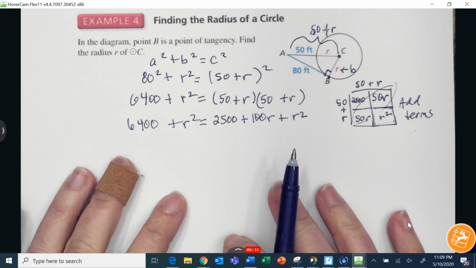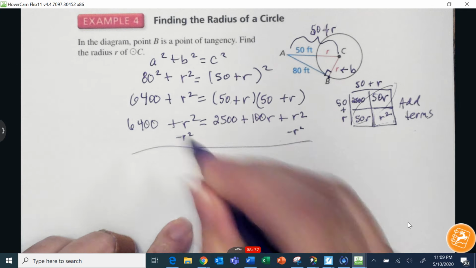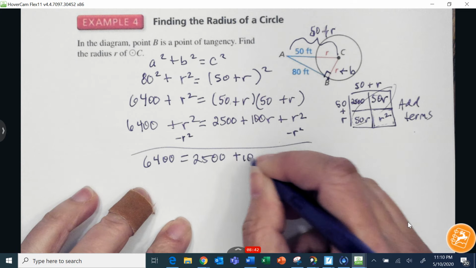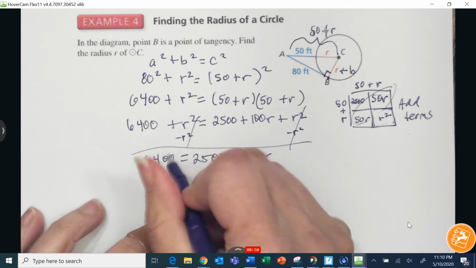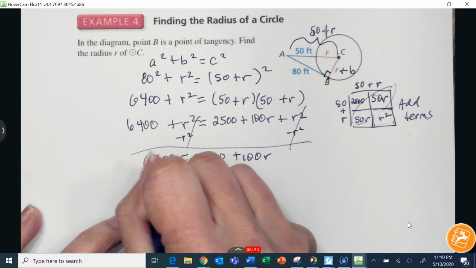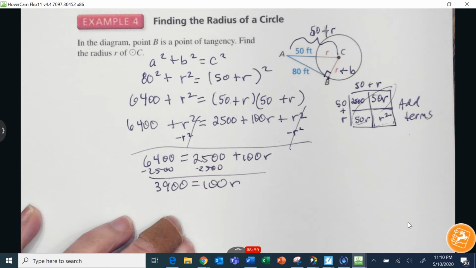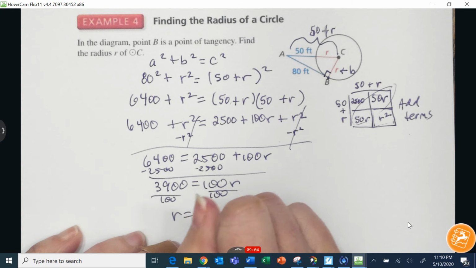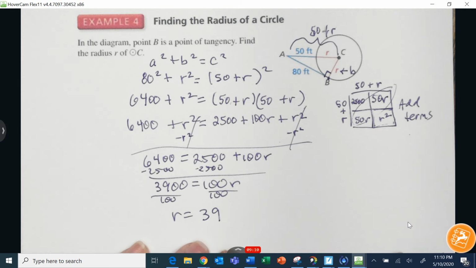Now we have to solve this equation, and since I've got R squared on both sides, I'm going to take away this R squared. I have 6,400 equals 2,500 plus 100R, and those just both cancel out. I'm going to take away 2,500, and I get 3,900 equals 100R, and divide by 100, and R is 39. Does that make sense? Yeah, it makes sense for the picture. R would be 39.